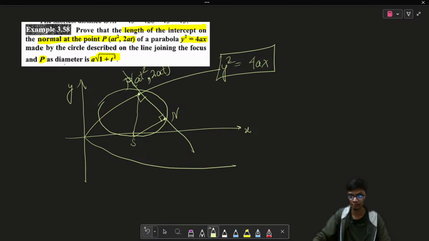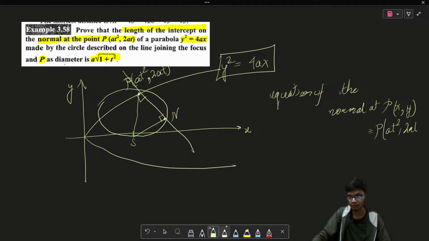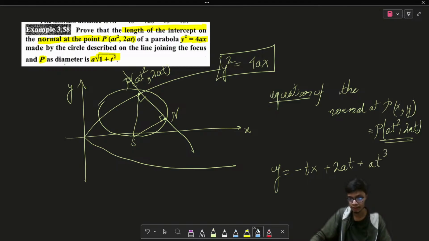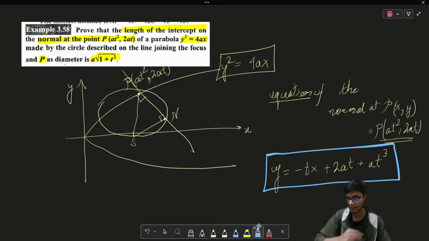Before we start to discuss that, let us first of all write down the equation of the normal to this parabola at point P, which is given as at square comma 2at, right? If I try to write down the equation of the normal, we have seen that the normal equation of the parabola in terms of parameter t can be given as y equals minus tx plus 2at plus at cube, right? This is the normal equation of a given parabola in terms of parameter t.